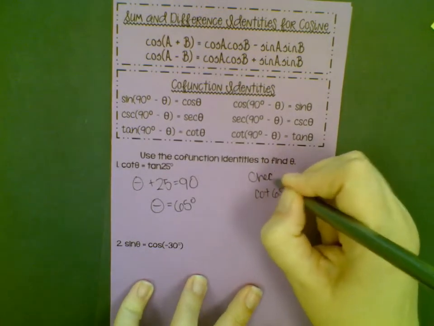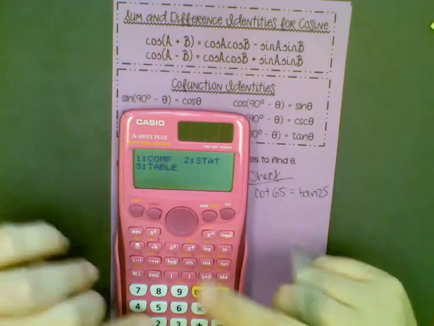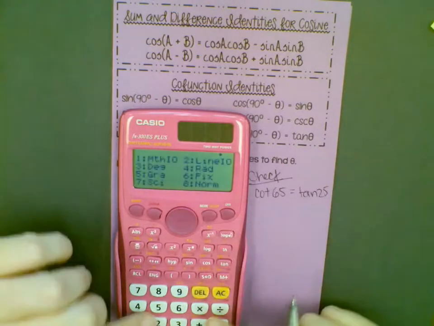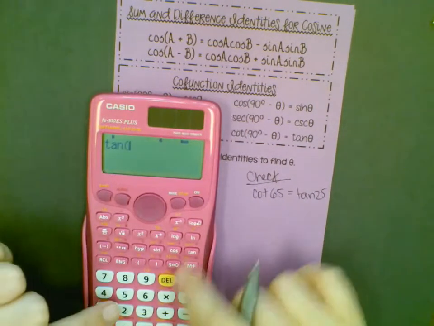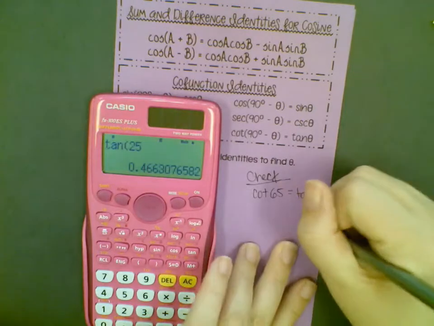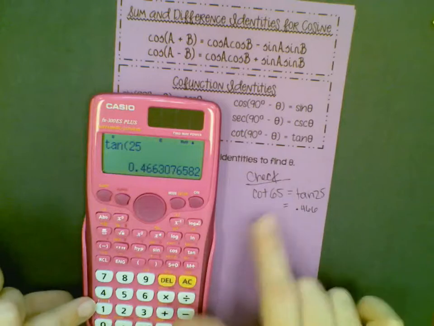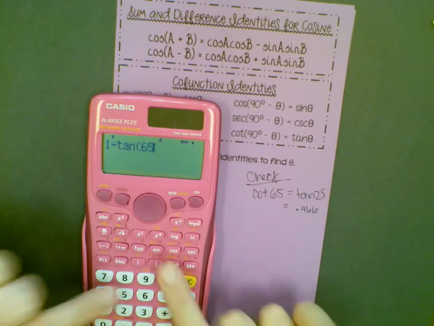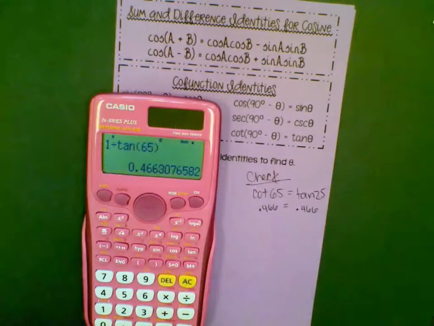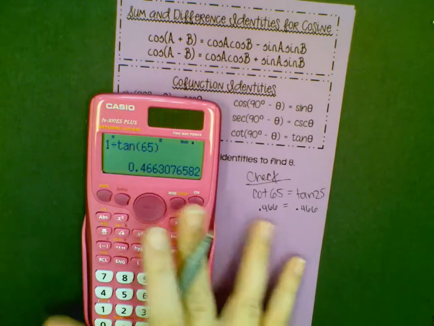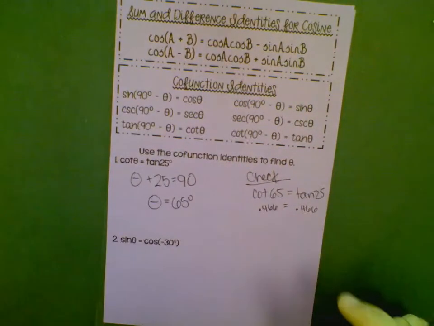So we can check and see if that's true, if we have the right answer, by just typing it in our calculator, which I think I'm in radians. Hold on. Okay, so if we type it in our calculator, the tangent of 25 is equal to 0.466. And the cotangent, remember, you would do 1 over the tangent of 65. So we get 0.466. So we know that those are equal. So we found the right measure. So they're equal to each other when their angles are complementary, when they add to be 90.